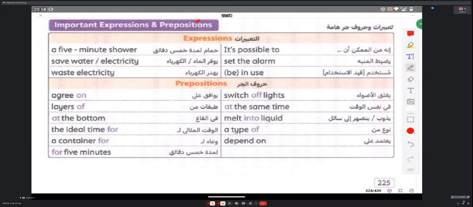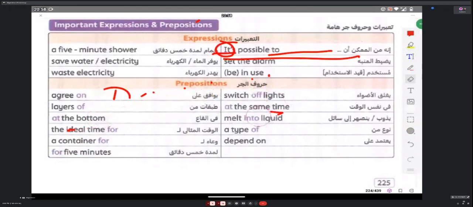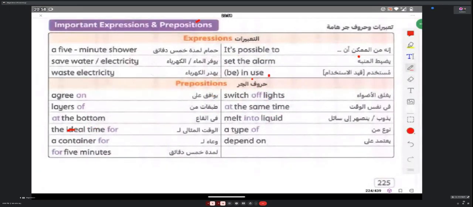Save water, save electricity, waste money, waste time. It's possible for someone to do something. We said this rule many times. We call this the dummy it. It has no exact meaning. Its meaning comes from the sentence it belongs to.